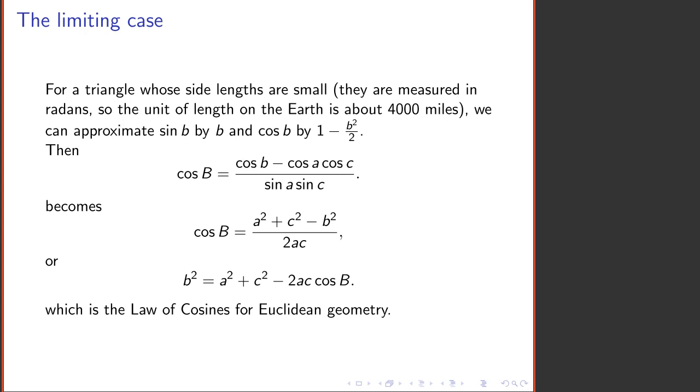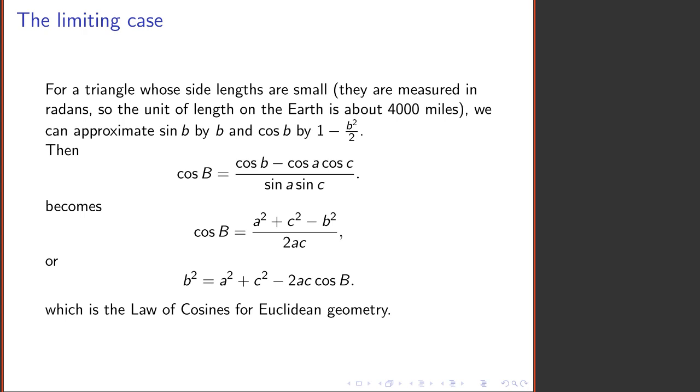Now, what happens if we make the sides of this triangle small? You all know, if you draw a triangle on the floor, strictly speaking, it's a spherical triangle, but it looks for all the world like a Euclidean triangle. And so if the side lengths of our triangle are small, we expect to get back the results from Euclidean geometry, which look quite different. The unit of length on the Earth, 1 radian, works out to about 4,000 miles. So small is small compared with 4,000 miles.